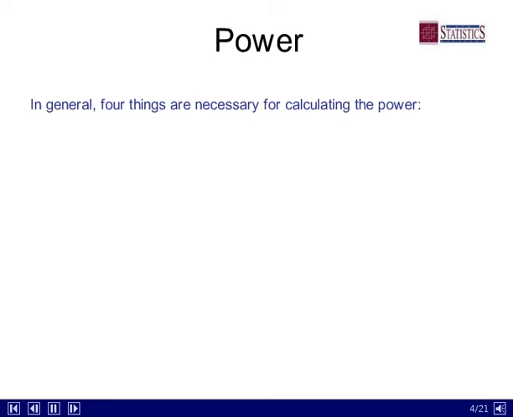If we're going to calculate power, we need 4 things in general. The first is the significance level. We have to know, are you using 0.05, are you using 10%, are you using 1%, what are you using? You'll see directly where that comes into the equations for calculating power and thus the sample size. So that's an important question.